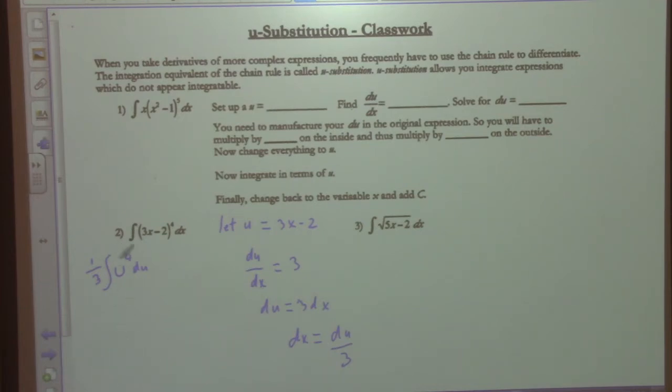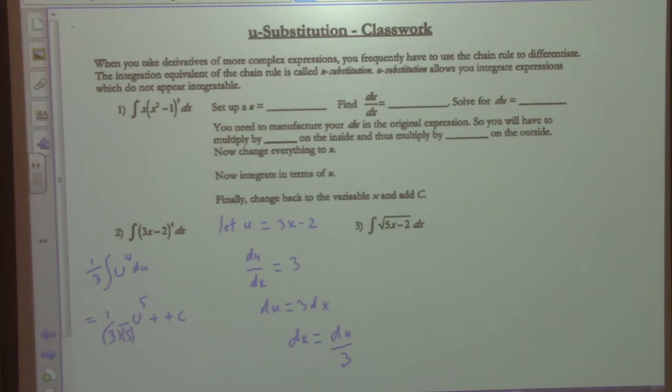So now we're ready to integrate. This is going to be equal to 1/3 times, what is going to be our integration of u to the 4th power? u to the 5th power, right? Thank you, Gab. So we got u to the 5th power, and what do we have to divide by now? Divide by 5. And so this is what we have, and we have plus c.